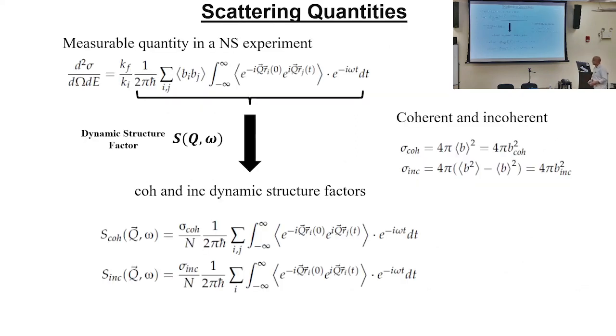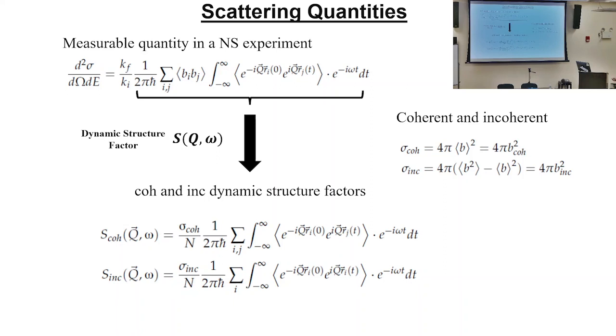So, scattering quantities. The measurable quantity is a neutron differential scattering cross section. And by measuring this, we get what we call dynamic structure factor S(Q, omega) in energy domain. Now, dynamic structure factor S(Q, omega) is the one that gives us information about the dynamics. We can break this S(Q, omega) into two: coherent dynamic structure factor and incoherent dynamic structure factor.